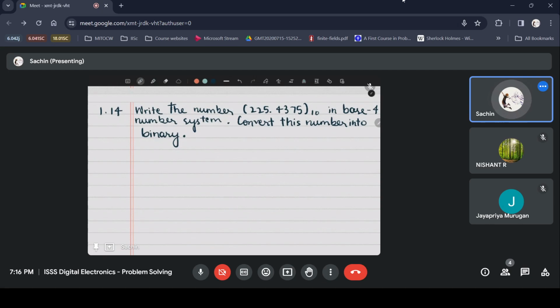Write the number 225.4375 base 10 in base 4 number system. Convert this number into binary. Okay, writing it in base 4, very easy. You divide by 4, and for the fraction part, you multiply by 4.